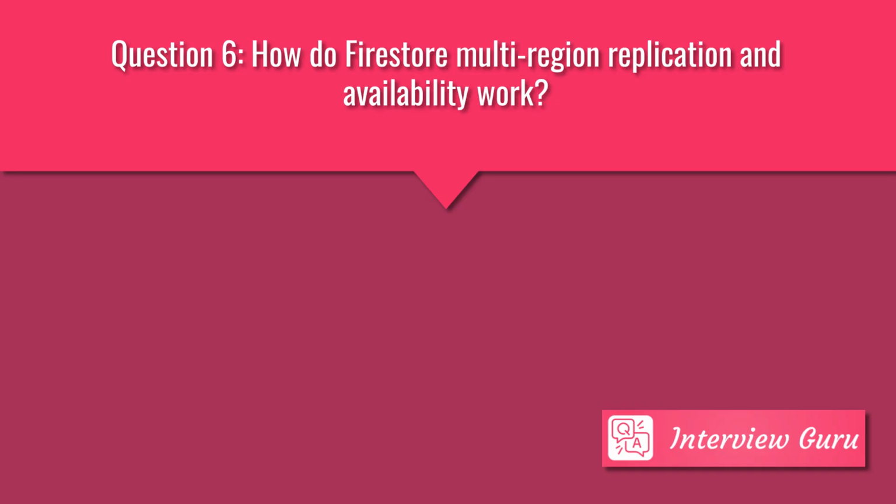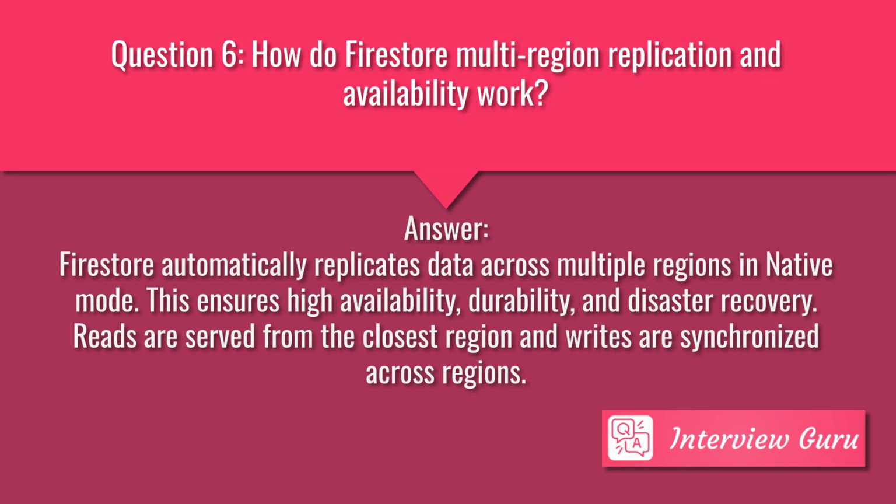Question 6. How do Firestore multi-region replication and availability work? Firestore automatically replicates data across multiple regions in native mode. This ensures high availability, durability, and disaster recovery. Reads are served from the closest region and writes are synchronized across regions.